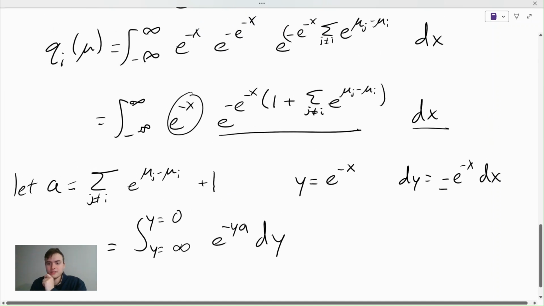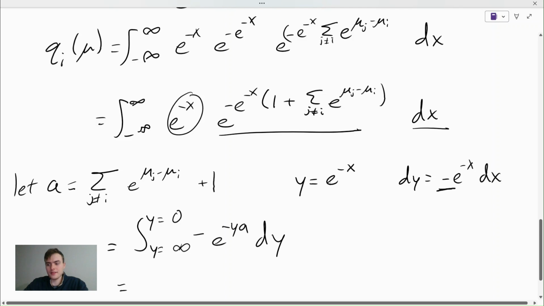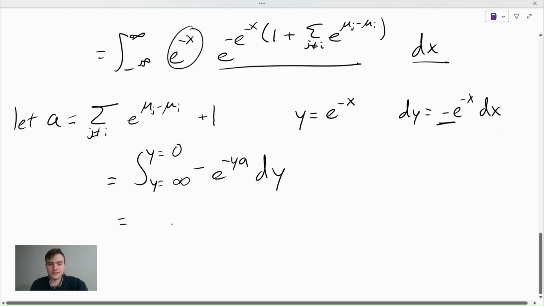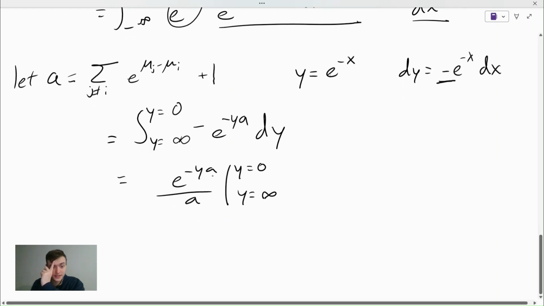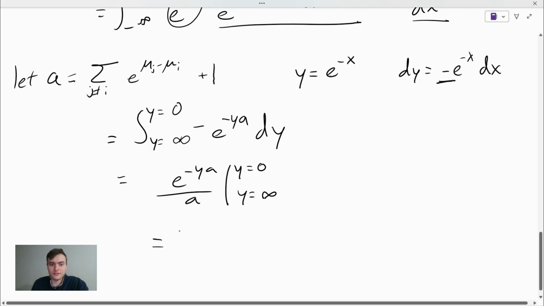And then, because there's this negative sign when we do the dy, we actually need a negative up here. And then when we take that integral, that gives us e to the negative ya over a, from y equals 0 to y equals infinity. Plug in the 0 for y, and then subtract when you're plugging in the infinity, but when you plug in the infinity, it's just 0, so only the e to the 0, which is 1, over a is our result.